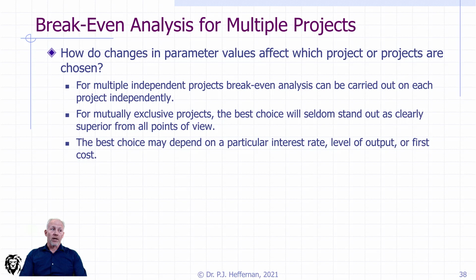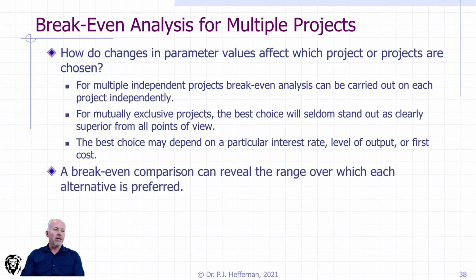For mutually exclusive projects, where you have to choose between projects, the best choice will seldom stand out clearly superior from all points of view. Depending on values that you choose for the parameters, one project may be the preferred project in some instances and not the preferred project in other instances. And so the best choice may depend on what you choose for an interest rate, a level of output, or first cost. And of course, these parameters are usually assumptions, or best guesses, or planned opportunities, but there is an uncertainty around whether you're actually going to hit those targets or not.